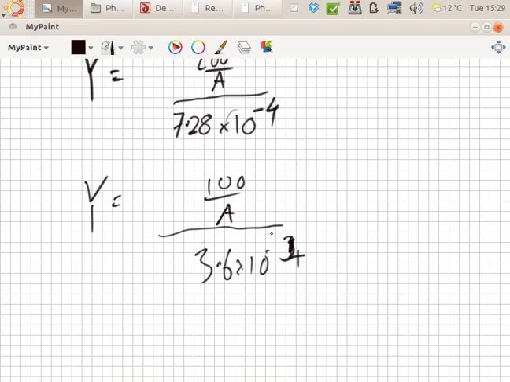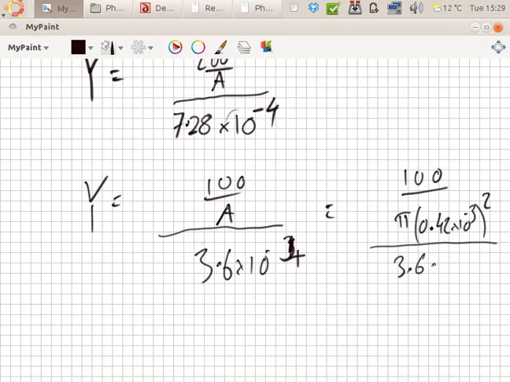So the answer would be 100 over the area, which is pi r squared. What was it, the radius? 0.442 times 10 to the minus 3, all over 3.6 times 10 to the minus 4. Sorry about squeezing that in there. Can you type that in, please?